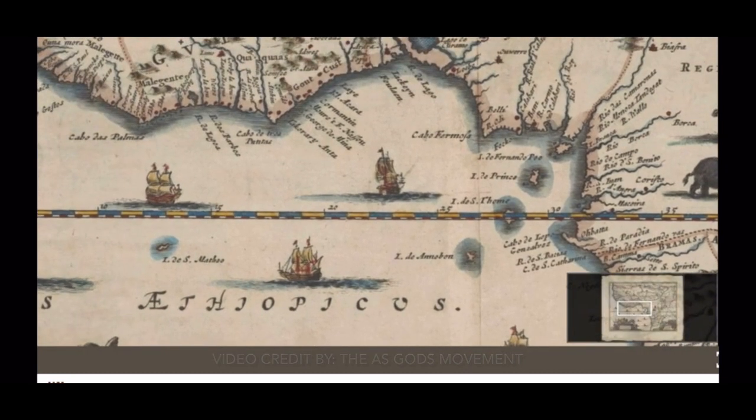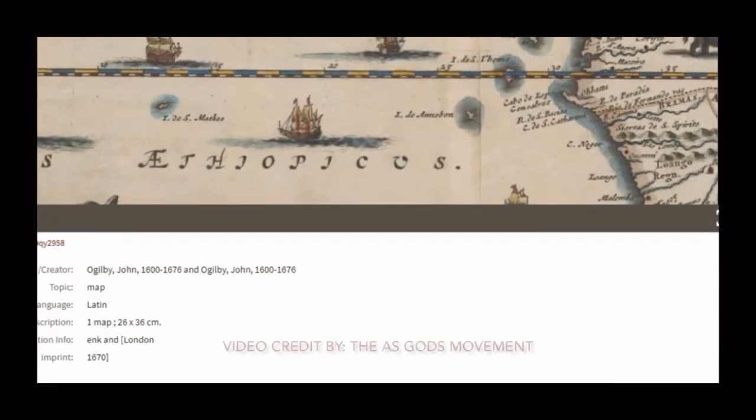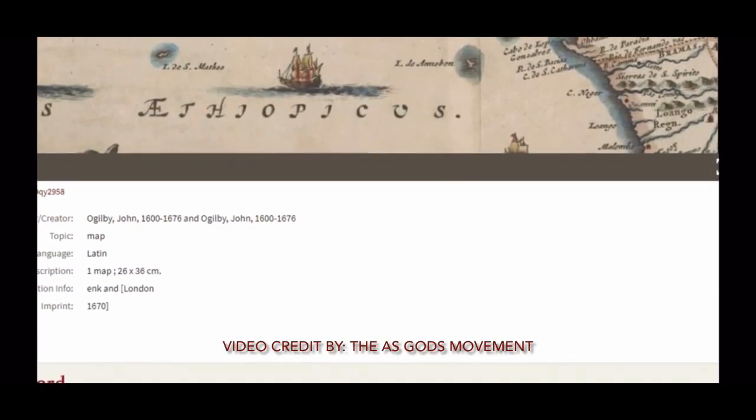So, let's see. When was this map made? See that right there? Ogilby, John Ogilby, between 1600 and 1676. And John Ogilby is the planner of this map. And this map was imprinted in 1670 in London.